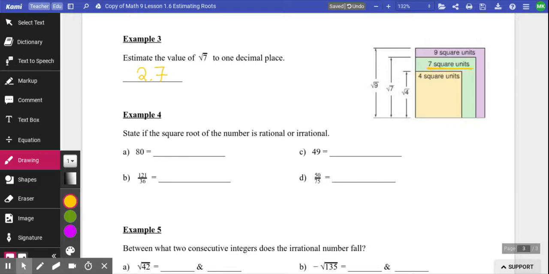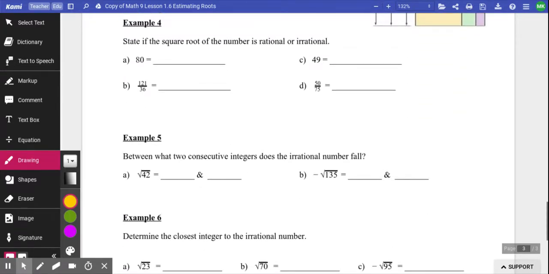Would you put 8? Yeah. No, I put 6. You put 6? Yeah, that works. So your answer should be a little bit less than 3, because the square root of 9 is 3. 7 is less than 9. You went the other way. Yeah. No, I didn't.